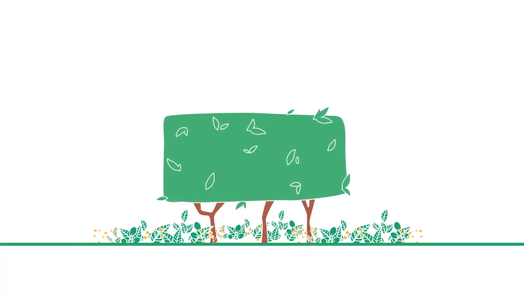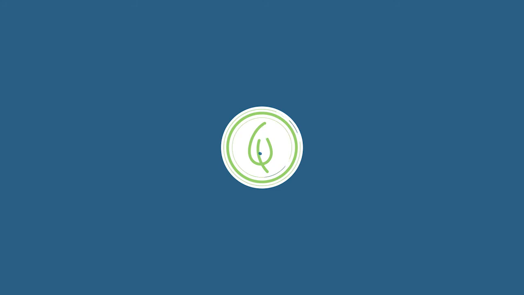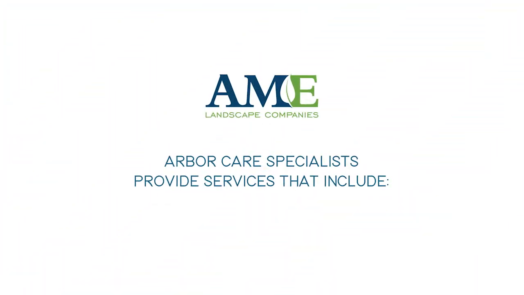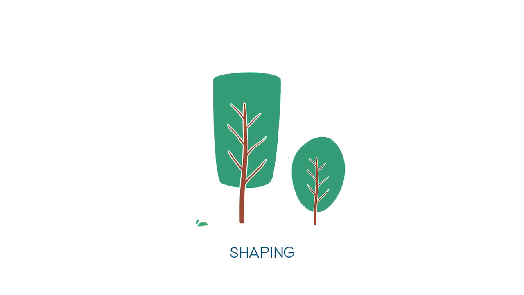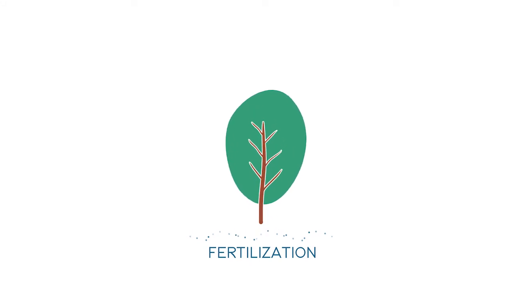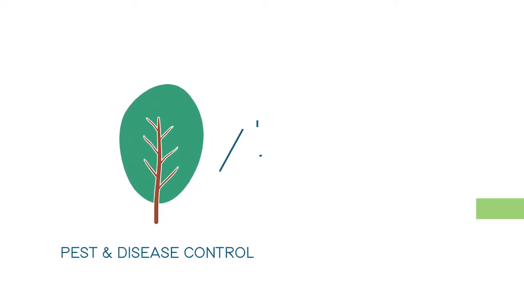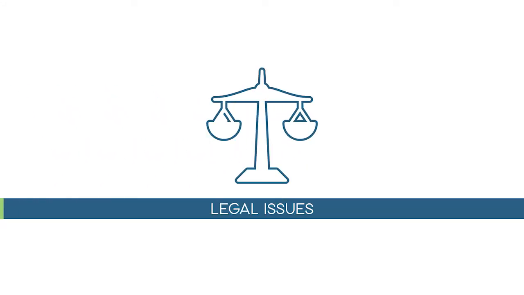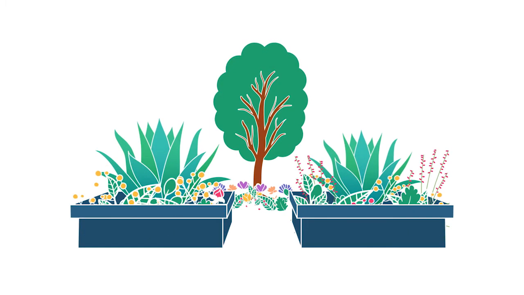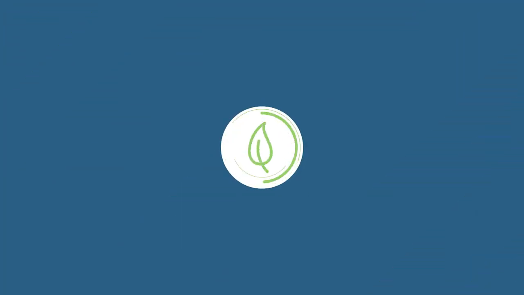ArborCare is essential for the high-quality maintenance of your property's landscape. AME Landscape Company's ArborCare specialists provide services that include pruning, shaping, removal, fertilization, pest and disease control, and consider risk management and legal issues to ensure the overall plant health, aesthetics, and safety of your property.